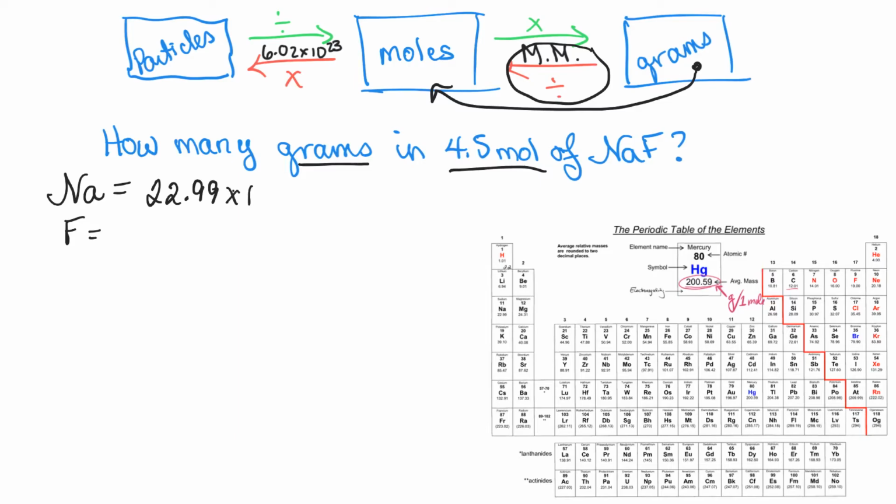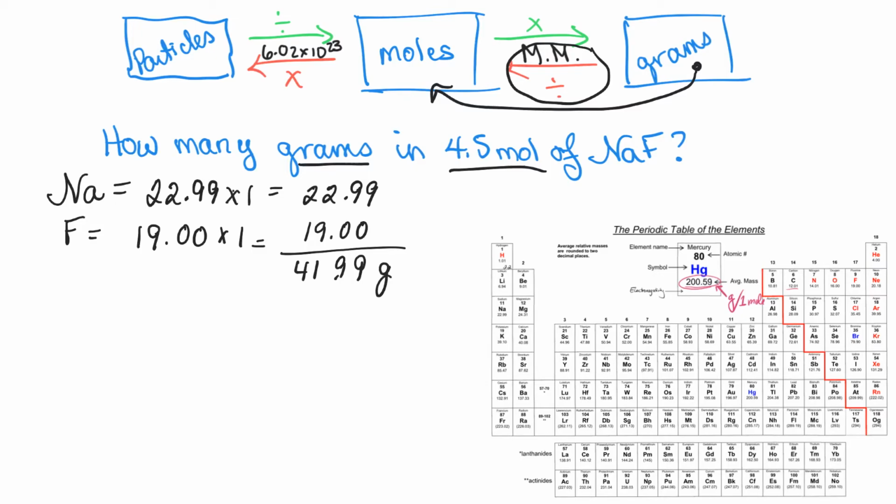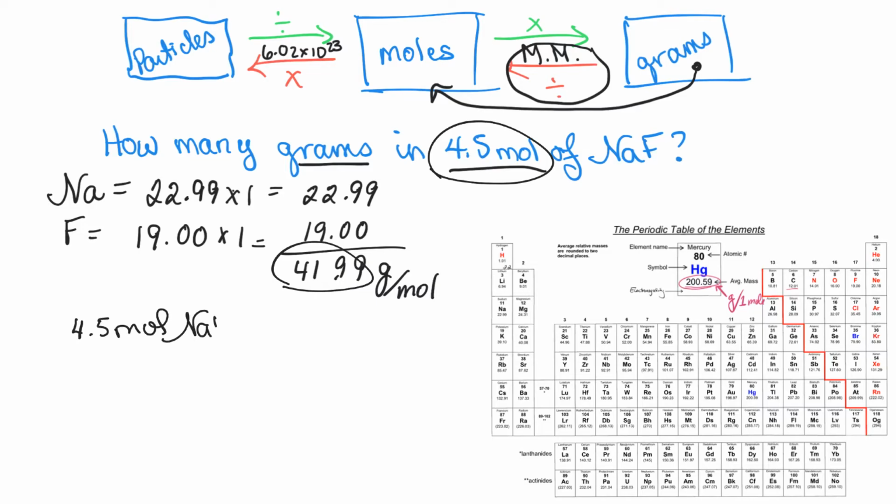Sodium is 22.99, and there's one of them. And there's 19.00 times 1. Yes, ladies and gentlemen, please make sure you have those zeros. So we have 22.99, 19.00, and we end up with a fabulous number of 41.99 grams per mole. So now we're going to take this number and compare it to 4.5. So as always, start with the number that is given in the problem, 4.5 moles of sodium fluoride.